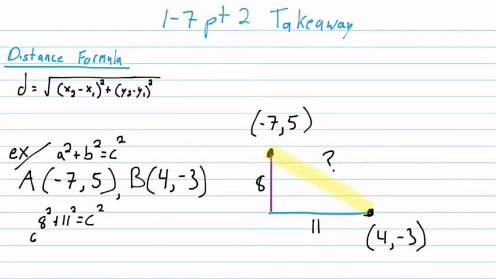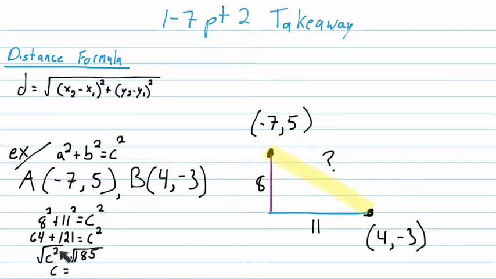8 squared is just 8 times 8, which is 64. 11 squared, 11 times 11, which is 121. That will give us c squared. Make sure you bring that squared down with c, because here's a common mistake. A lot of people look at this and say, okay, so this distance must be 185 units. That should right off the bat not make a lot of sense to you, right? If that's 8 and that's 11, how is that going to be 185? Well, it's not. We have to square root 185. That is the operational inverse there.